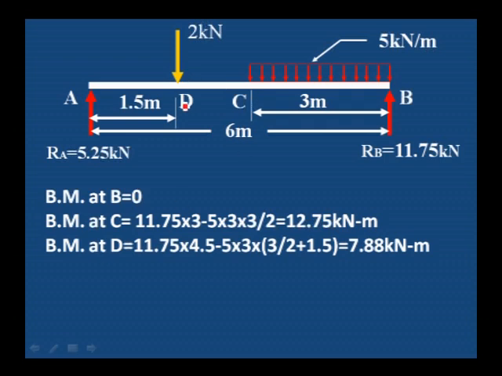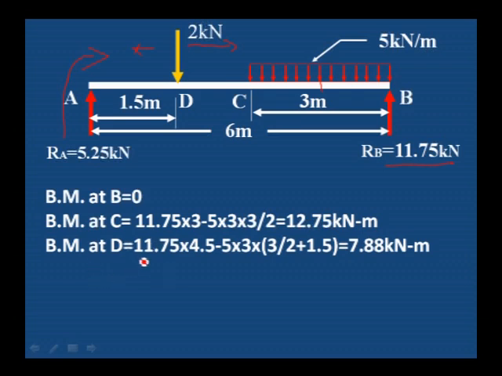Next, bending moment at D. For the bending moment at D, we have to take the moment of loads for the right side of the section, or we can take the moment of the left side of the section. We will get the same value. If we take the moment of the left, that is RA into distance 1.5, we will get the same value as calculating from the right side, that is RB into the distance from D to B, and 5 into 3 is the 15 kilonewton, into the distance from the center of the uniformly distributed load to the D point.